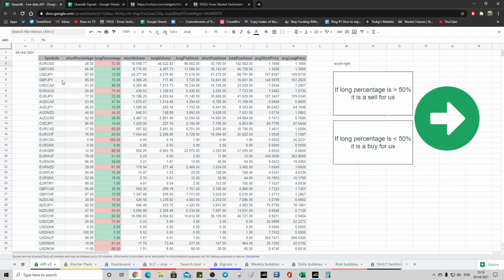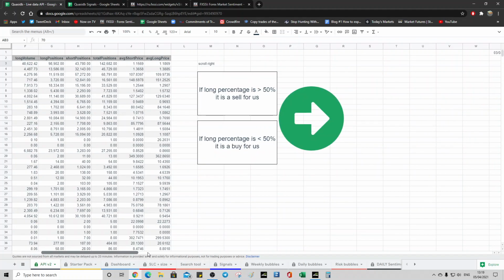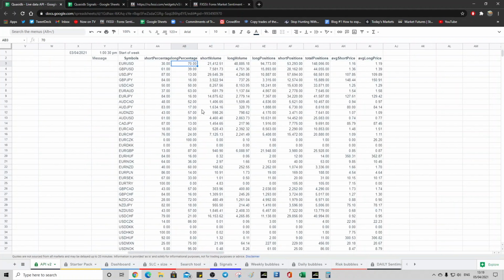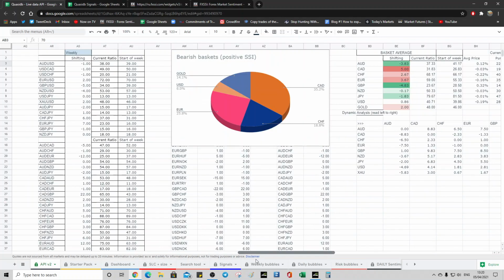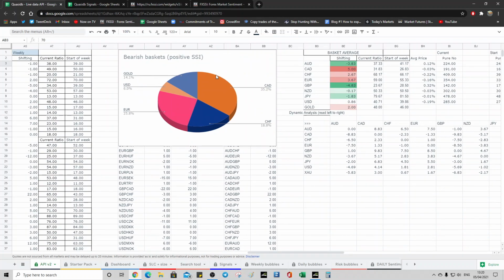Snapshot data every 30 minutes. This is your weekly snapshot here. This is how we closed for the weekend. And there's a pie chart here. It just tells you how the retail traders have gone long. They went long CAD, Euro, which we could just see. They actually added Euro USD long. And they've gone long Swiss as well. So this is your weekly data.